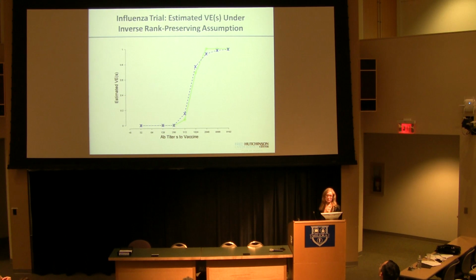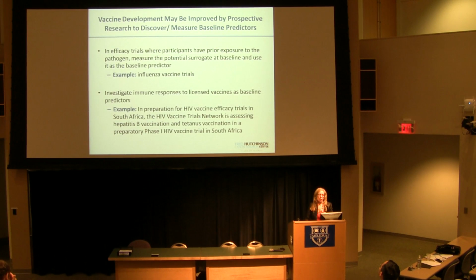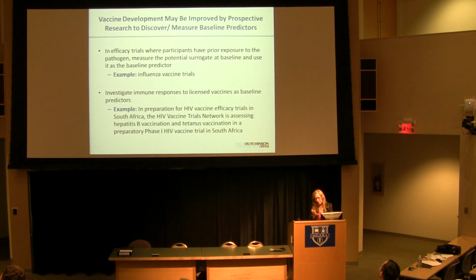What you see here is on the x-axis the antibody titer S to vaccine, and on the y-axis the estimated vaccine efficacy based on that S. For each antibody titer level, you can see that the vaccine efficacy actually goes up as the titer goes up. So that was just okay. This is where vaccine development may be improved by this prospective research to discover and measure baseline predictors. And it's kind of an odd idea. In the flu trials, we could look at the baseline predictor. You might be able to get the antibody or some other measures, but there aren't very many infectious diseases like that.